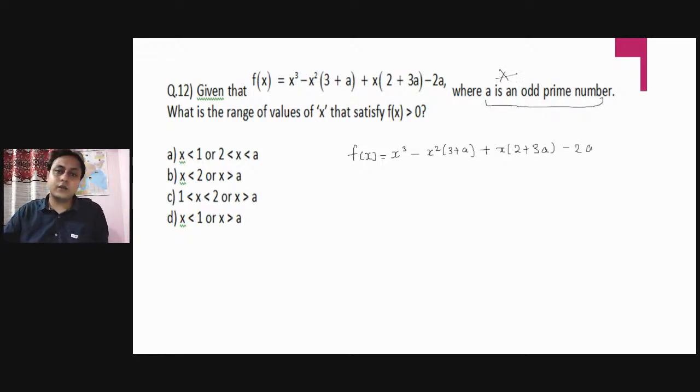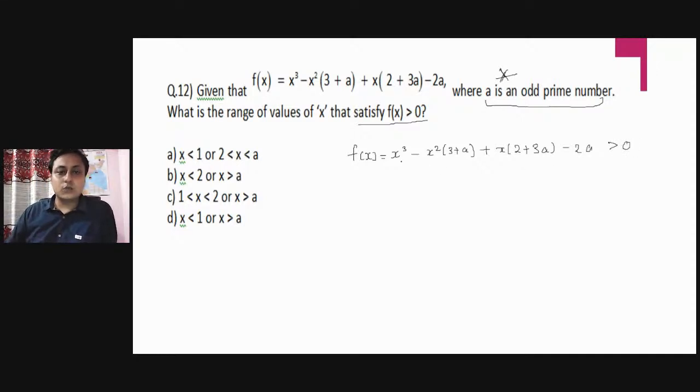One more thing, it is given that a is an odd prime number. This one is a very important point to solve this question. A is an odd prime number, guys. So the question is, what is the range of values of x satisfying that f(x) is greater than 0? So this expression should be greater than 0. So this is also a beautiful question of inequality.